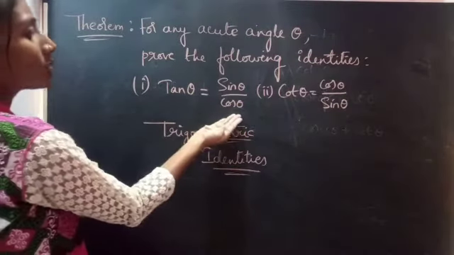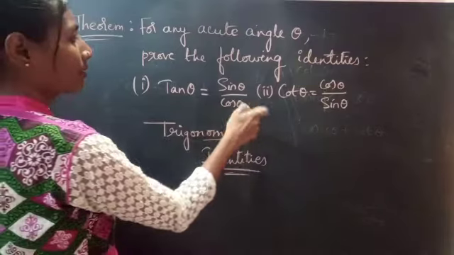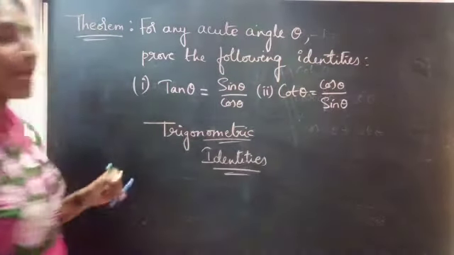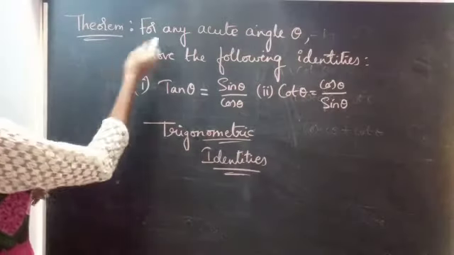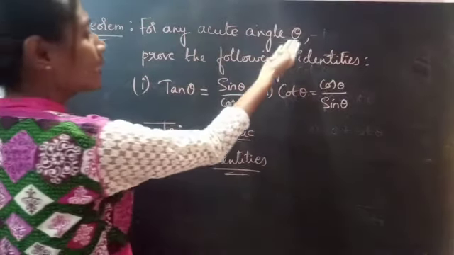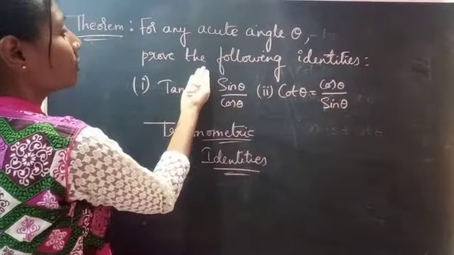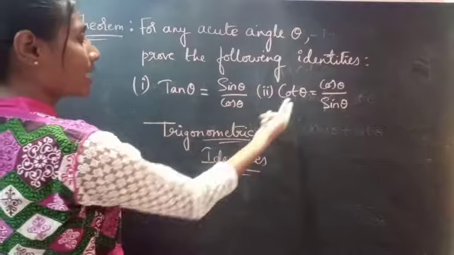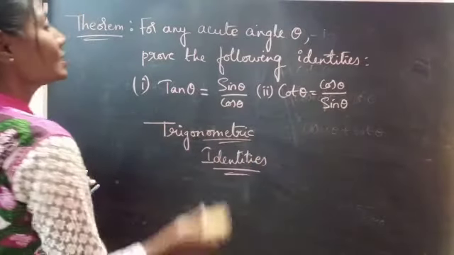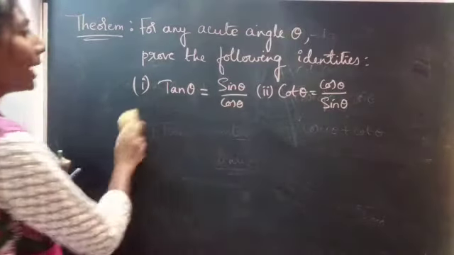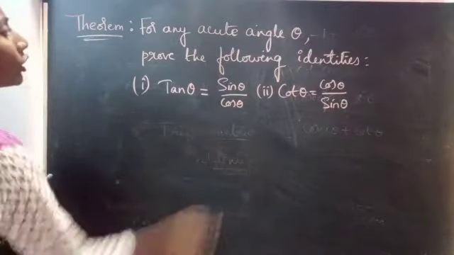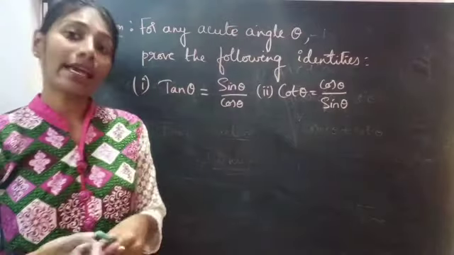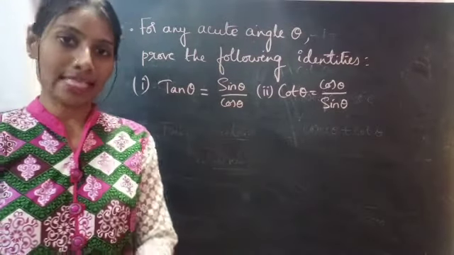Today in this video we are going to prove trigonometric identities. Tan theta equals sin theta by cos theta and cot theta equals cos theta by sin theta. Theorem: for any acute angle theta, prove the following identities. Tan theta equals sin theta by cos theta and cot theta equals cos theta by sin theta. An acute angle is nothing but an angle that lies between 0 degrees and 90 degrees.